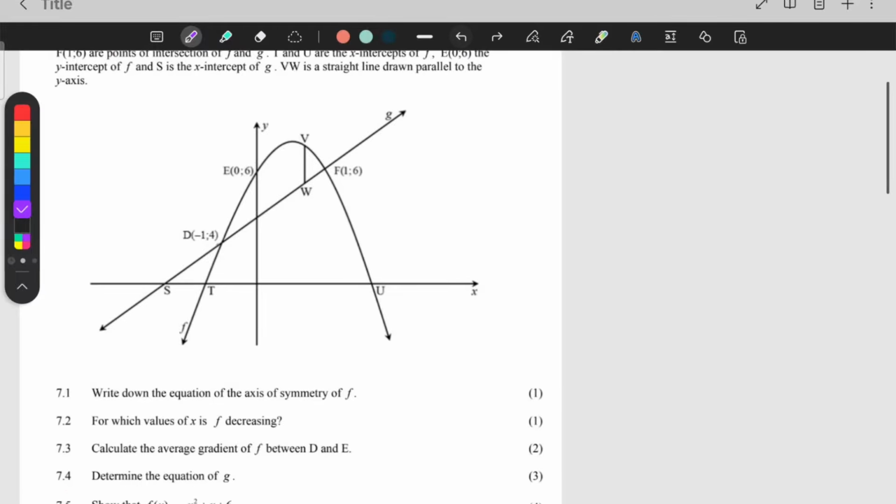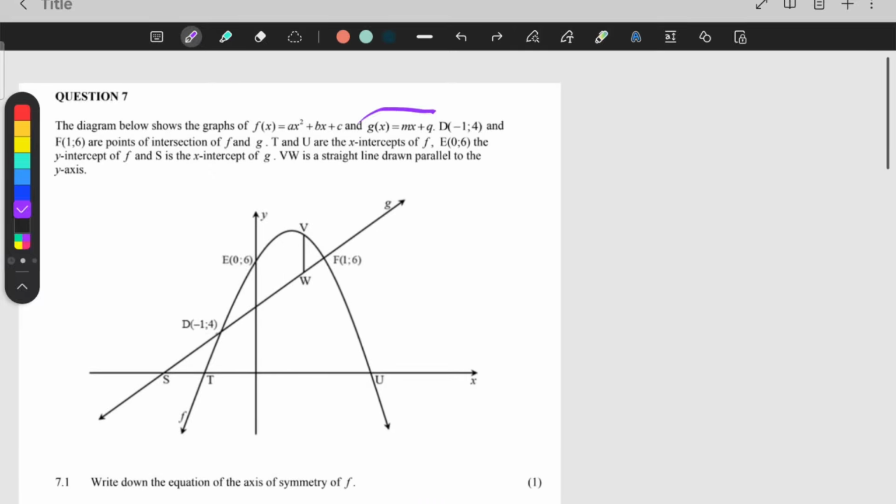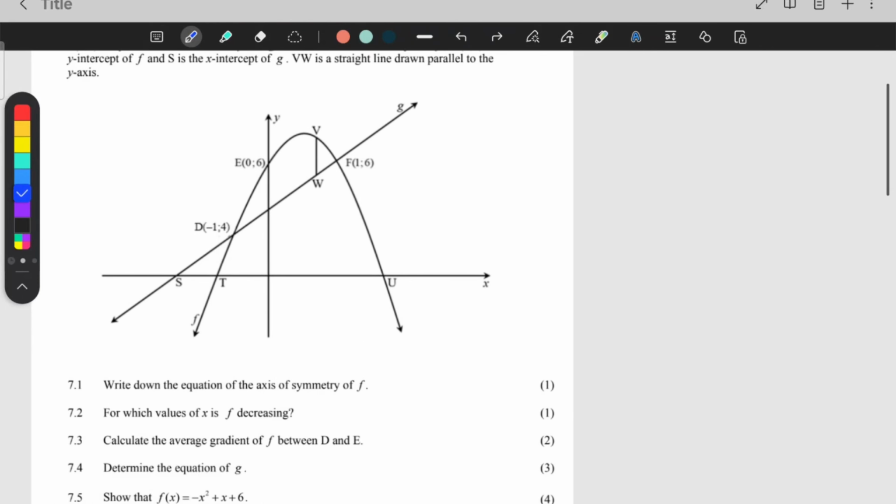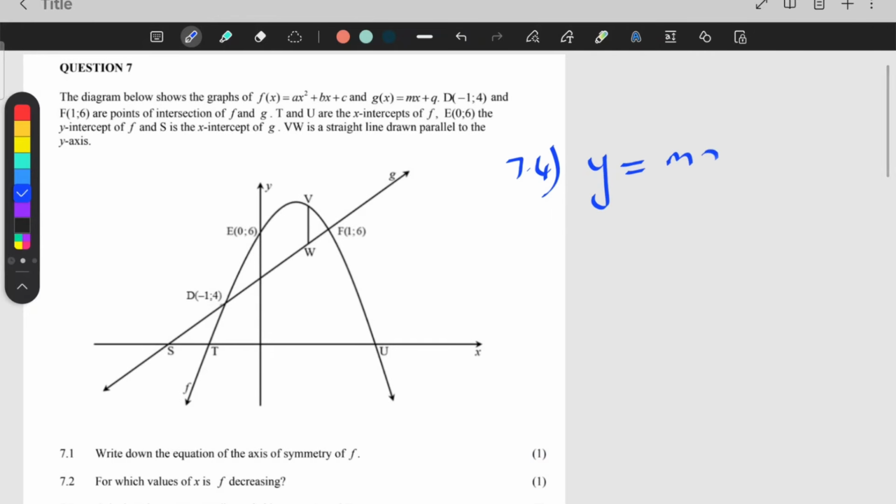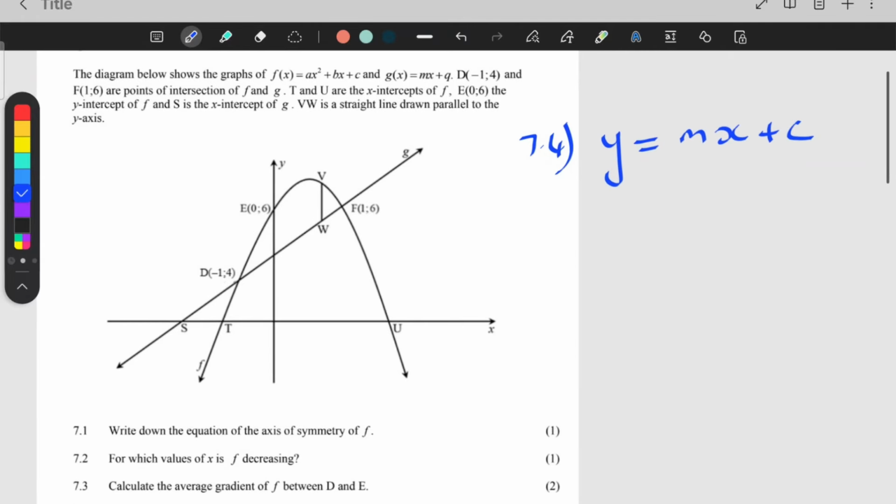7.4 says, determine the equation of g. Okay, so remember we said g is our straight line. So we need the equation of a straight line. This is 7.4. So the equation of a straight line is y is equal to mx plus c. So let's highlight our straight line. So this is our straight line. I need 2 points because I want to work out the gradient. D is on the straight line and f is on the straight line. Okay, so I'm going to use that.